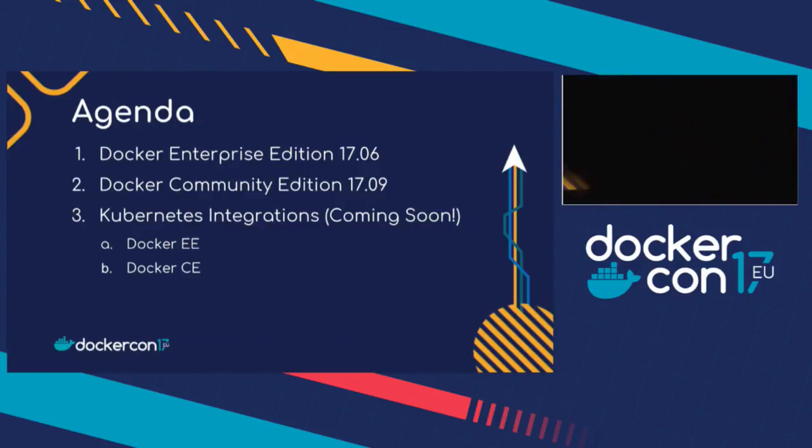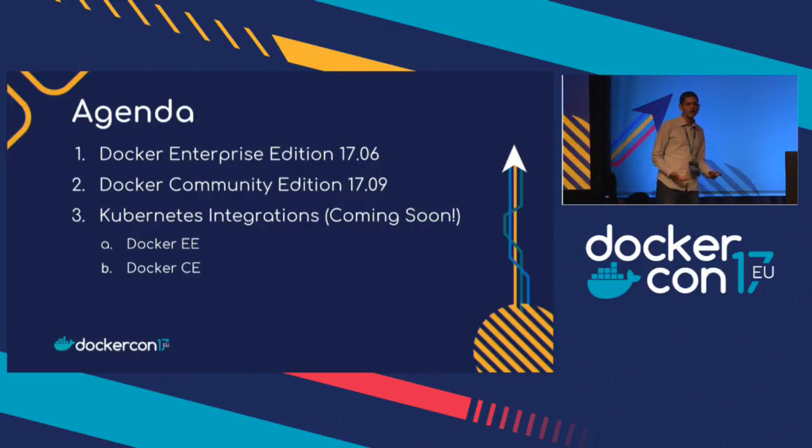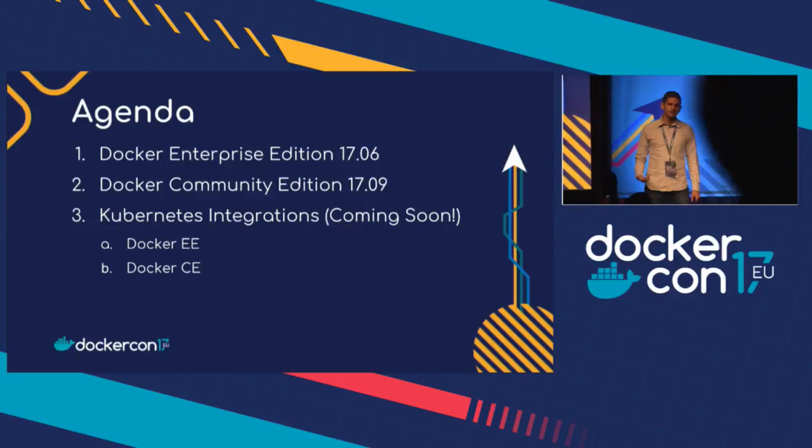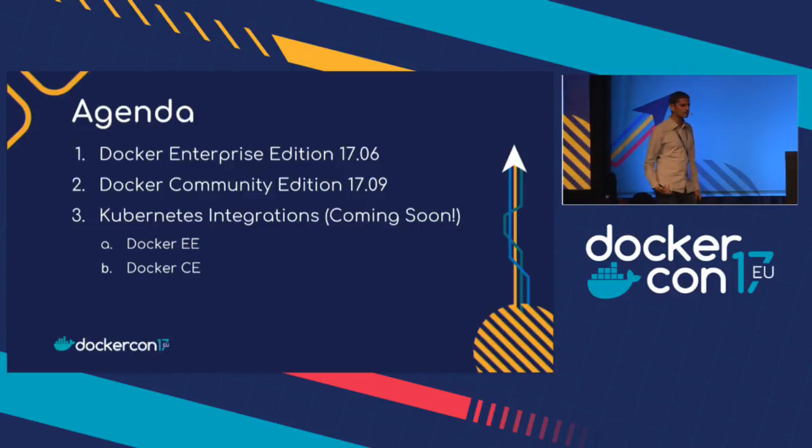So here's our agenda. We're going to cover 3 different sets of things. We'll talk about Docker Enterprise Edition 17.06, recently released. We'll talk about Docker Community Edition 17.09 and the feature sets in both. And then finally, we're going to deep dive a little more into the Kubernetes integrations that you saw during the keynote, demo a couple of things we didn't quite show in the keynote, and talk about our overall strategy and planning around the Kubernetes integrations.